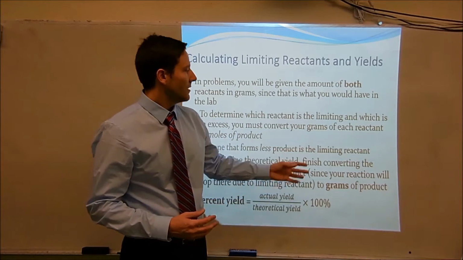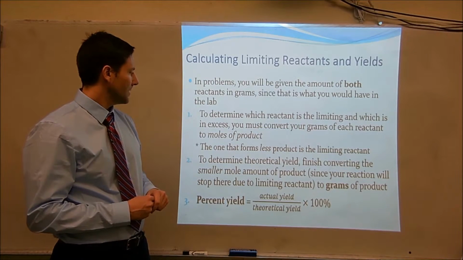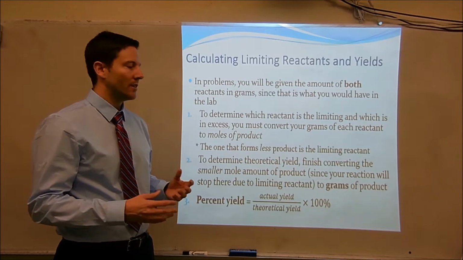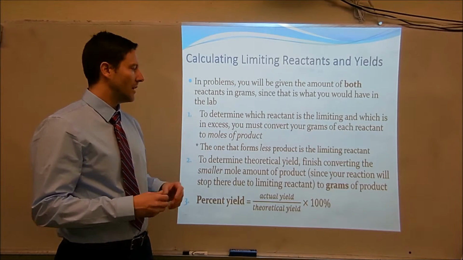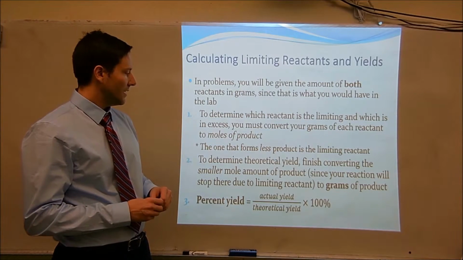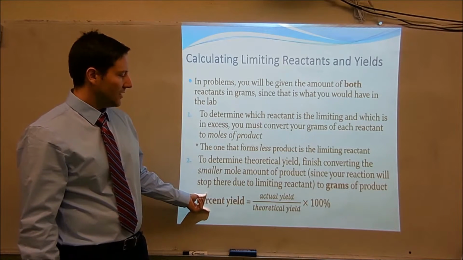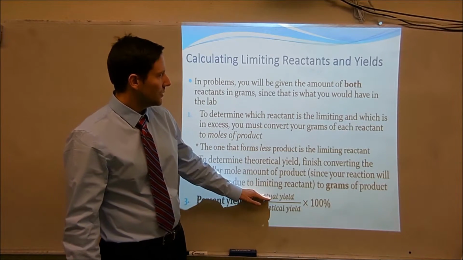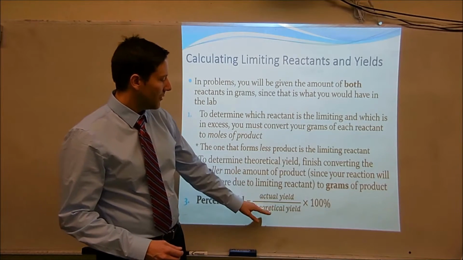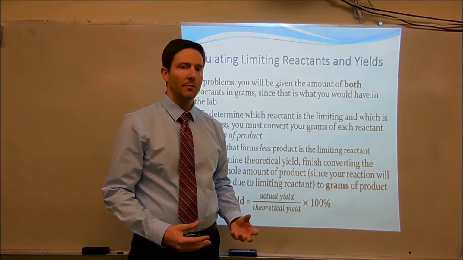Whichever forms the least amount of product, that's your limiting reactant. And then to determine your theoretical yield, you finish converting whichever one of those produced the smaller amount of product. You convert that to grams of product, and there's your theoretical yield. Another term here, percent yield. You take your actual yield, which is what you really got when you did the reaction, divided by your theoretical yield, times 100% to turn it into percent form, and there's your percent yield.